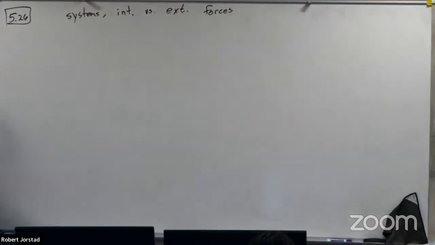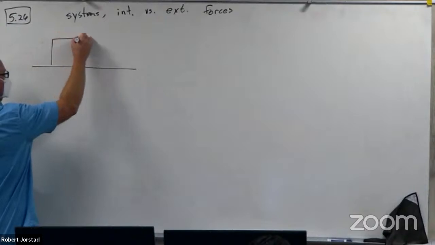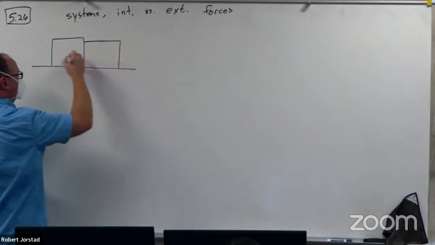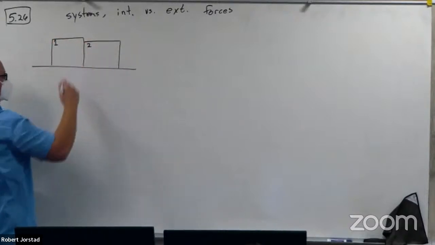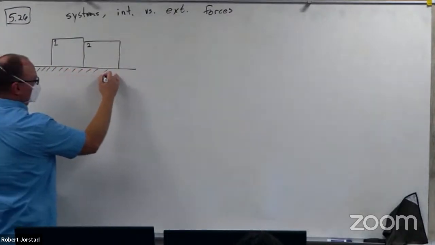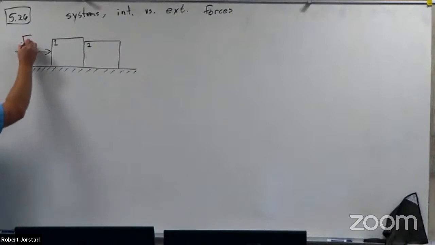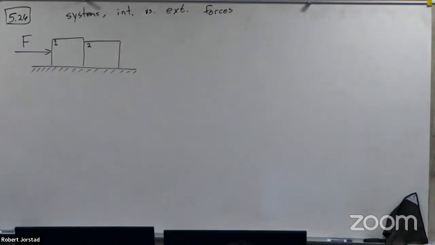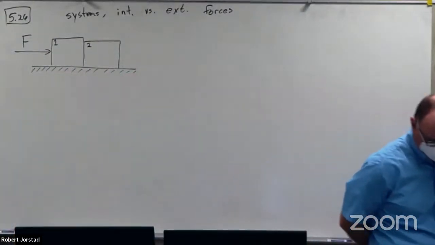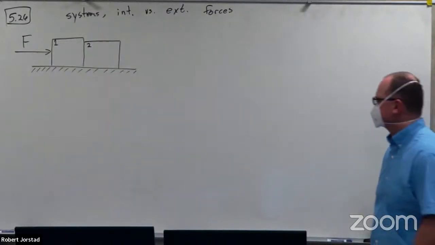Okay, so in this case, we're going a little bit deeper into this zombie pushing on these two blocks. Got two blocks, horizontal floor. There's an applied force with magnitude F. Friction is negligible.